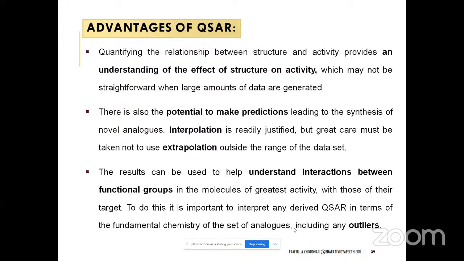What are the advantages when we see QSAR as a tool? Quantifying the relationship between structure and property can give an understanding of the effect of the structure on the activity. It can be used to predict and make decisions, and to understand which functional groups are utilized for the molecules with the greatest activity against the target. With QSAR, we can correlate in a single tool. We can correlate dynamic behavior and kinetic behavior also, which cannot be achieved with other tools. So this is the most important tool.